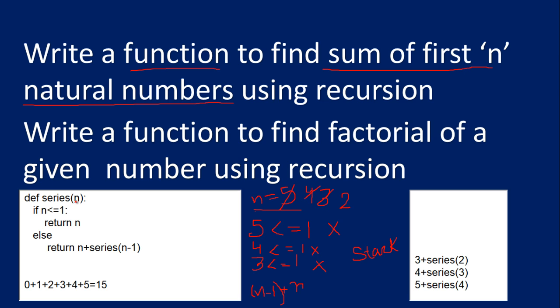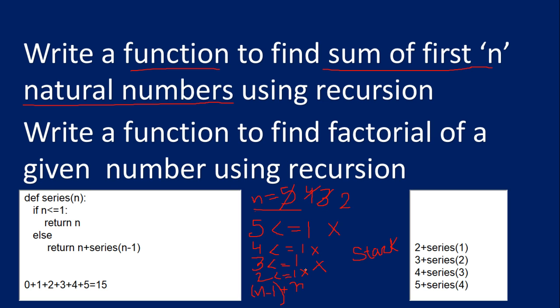So when the value of n becomes 2, it again checks the expression: whether the value of n, that is 2, is less than or equal to 1. The answer is no, the value 2 is not less than or equal to 1. So then this expression executes again. What will we get? We will get 2 plus series of n minus 1, which is now 1.